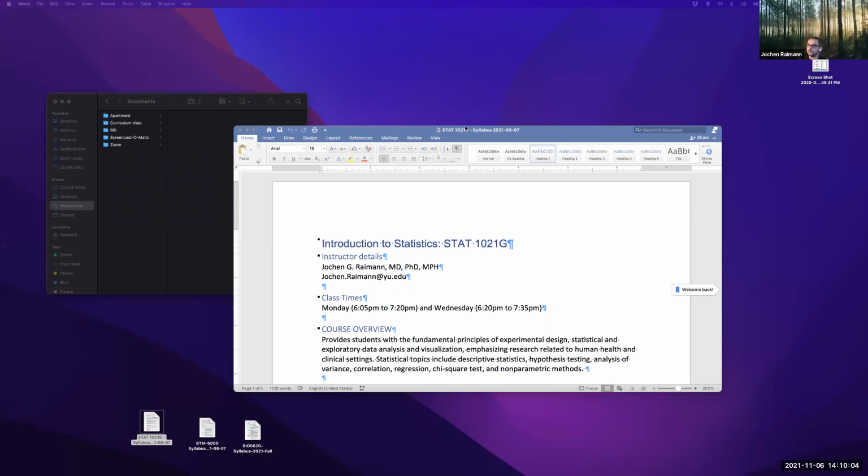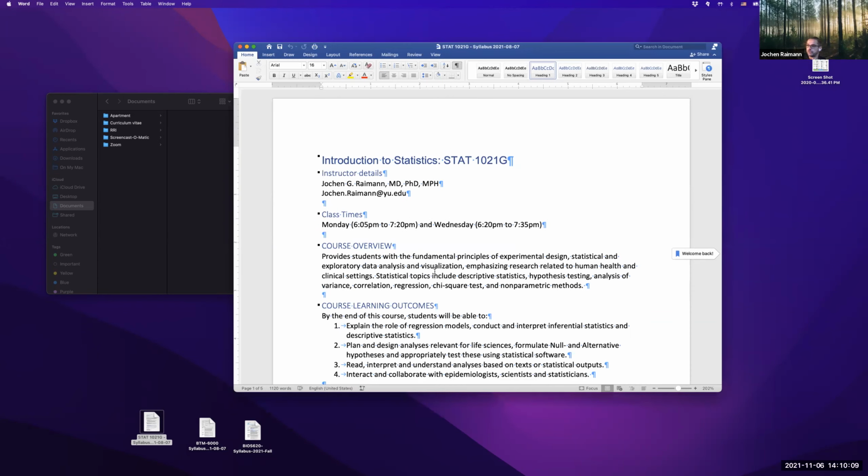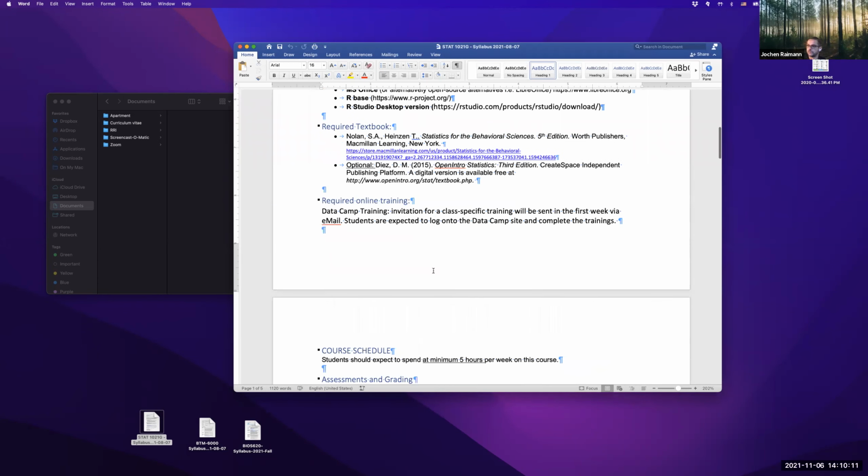We can briefly go through the syllabus. I hope you all have recovered now from the midterms and you're content with your grades.